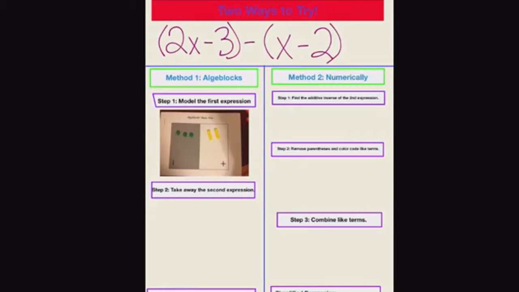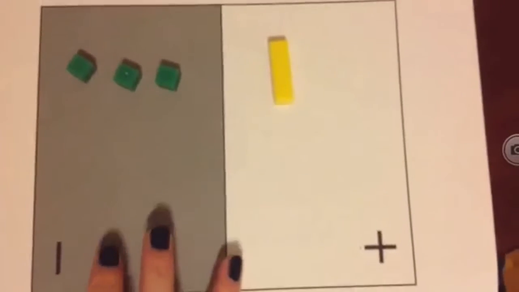Okay, now we're going to take away the second expression from the first. So we're going to be taking away x minus 2. The first part of that is relatively easy. We're going to take away 1x. Okay, so that's gone. Now, the expression is x minus 2.